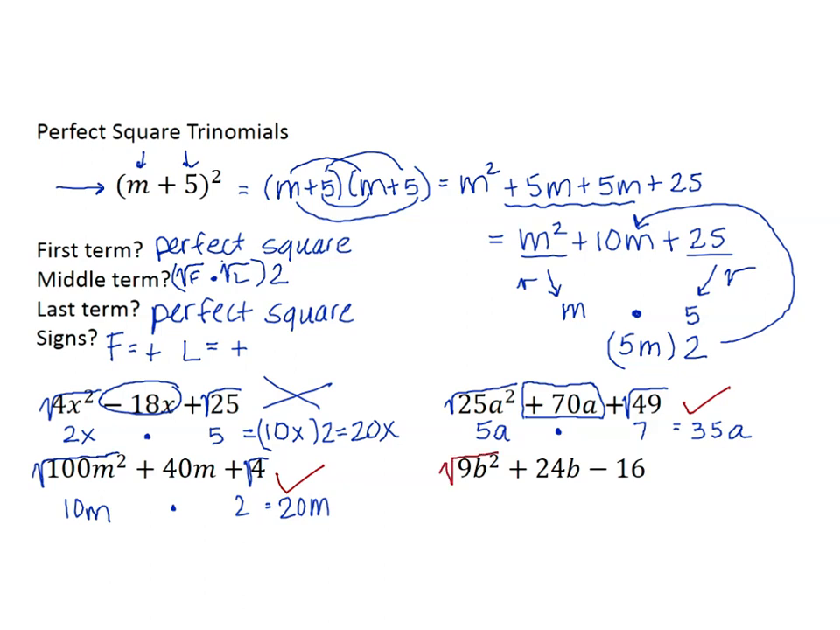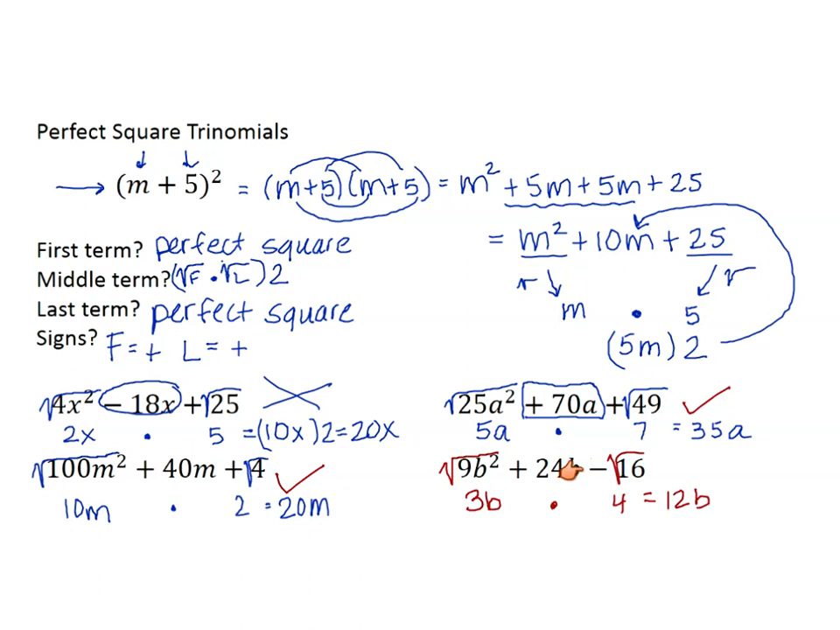Square root here, and I get 3b. Square root here, and I get 4. Multiply them together, and I get 12b. And when I look at my middle term, if I double that, it checks out. One more thing to check are my signs.